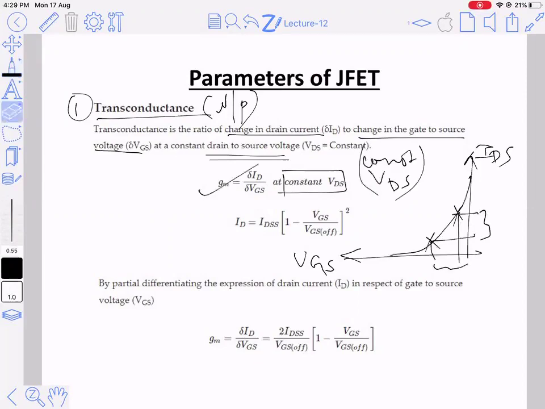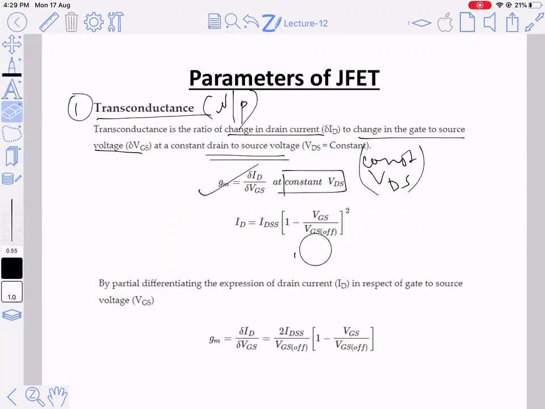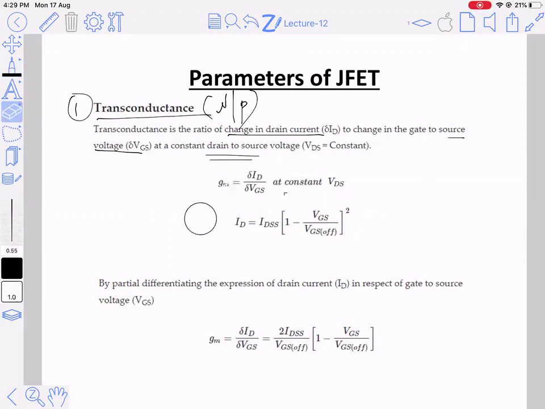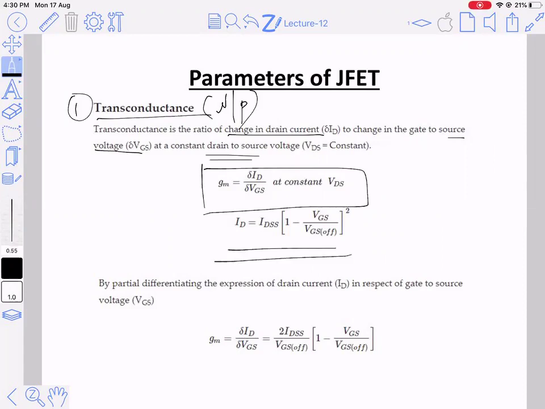Now we can also derive the formula for transconductance GM, a very, very important formula we'll be using in further modules. First, we know that GM is defined as the ratio of change in IDS to change in VGS. Now what do we have in our hand? We only have Shockley's equation. Please note, VP is represented as VGS off, so don't get confused.